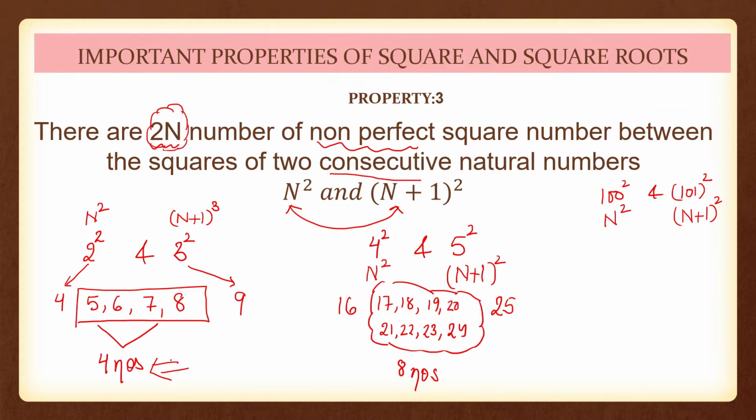using 2n. So which one is n here? 2 is n, so 2 into 2 is 4. Similarly, which one is n here? 4 is n here, hence 2 into 4 is 8. So we can use the similar concept here. n is 100 and 2n is 2 into 100, that is 200, which means 200 non-perfect square numbers lie between 100 square and 101 square. So this property makes your calculation easier when you have larger numbers.